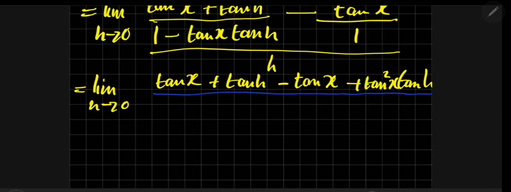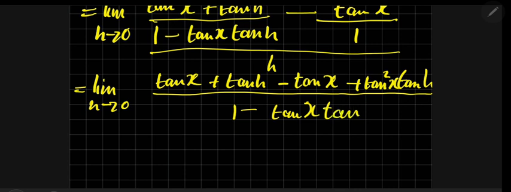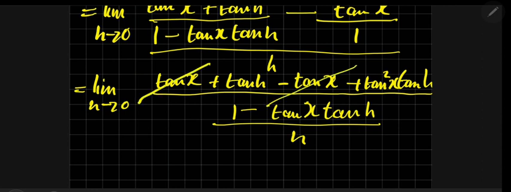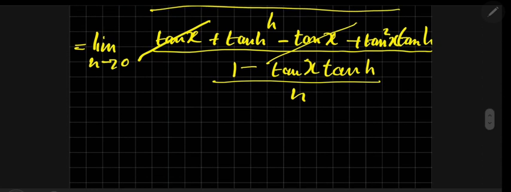1, okay, 1 minus tan x multiplied by tan h over h. Okay, so from here we can simplify further. Notice that we have a positive tan x there and a negative tan x there. Those two of course can cancel out and we'll have a much simpler expression from there.